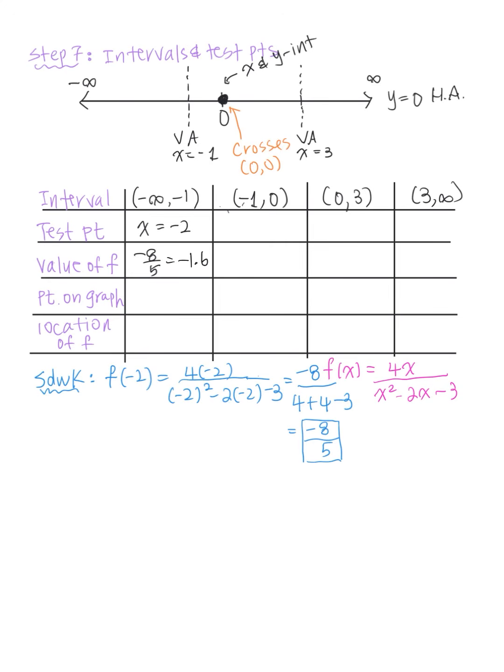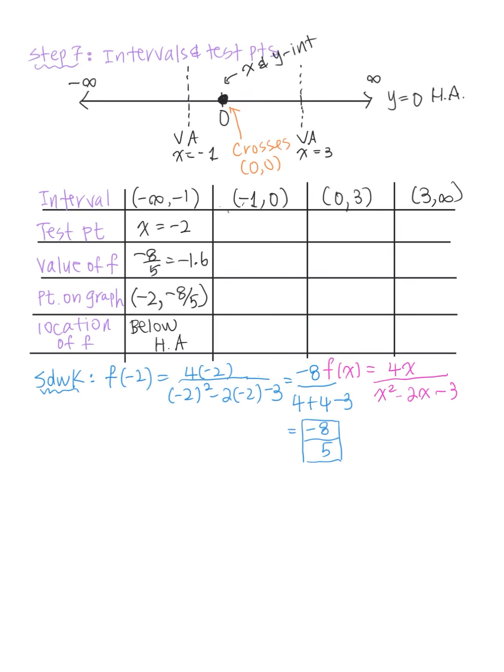Now, next one is the point on the graph. So the point on the graph, what we're going to get is when x is -2, our y value is going to be -8 over 5 or just -1.6. Okay, now let's check the location of our function then. So since the point on the graph is x equals negative, y equals negative, do you see that we're going to be below the x-axis, which is our horizontal asymptote. So here I'm just going to write it as below the horizontal asymptote. And then you keep doing the same thing for the rest of the 3 intervals. So let's do this together.